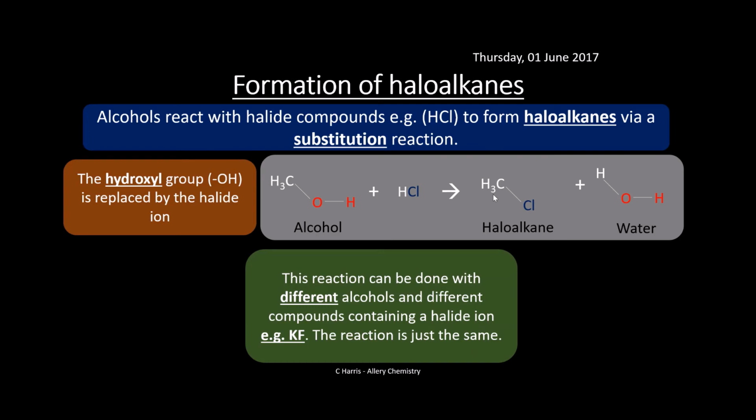Now, this reaction could be done with different alcohols. Obviously, we're using a primary one here. And we get different compounds containing the halide ion as well. That can obviously change the outcome of the product. So, for example, we can use KF as well. So, like salts, for example, instead of just hydrogen-based ones. So, something that contains that halogen, and the reaction is actually just the same.